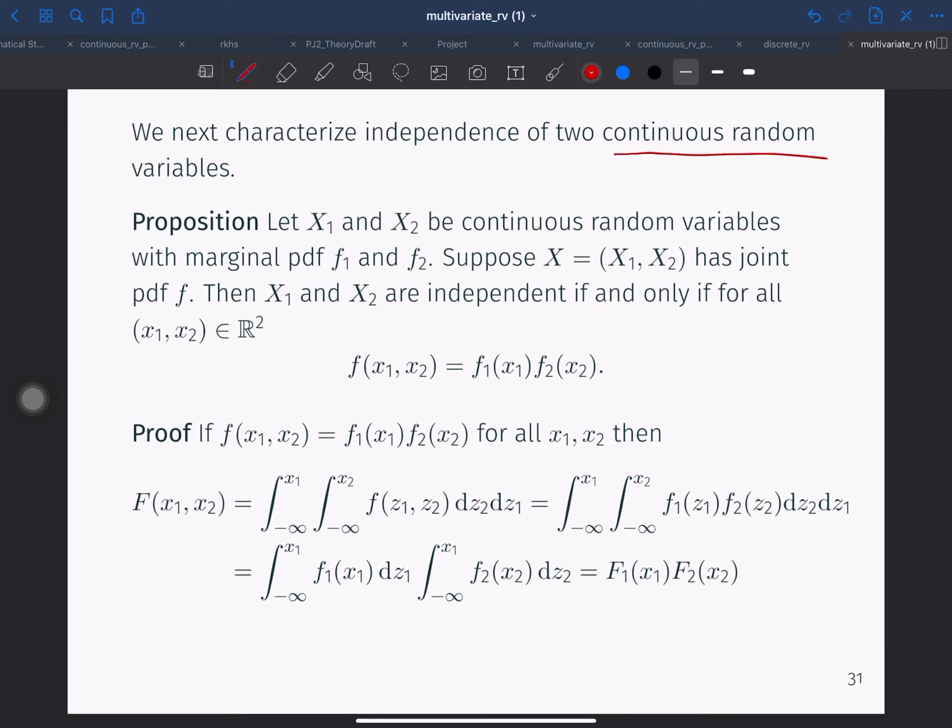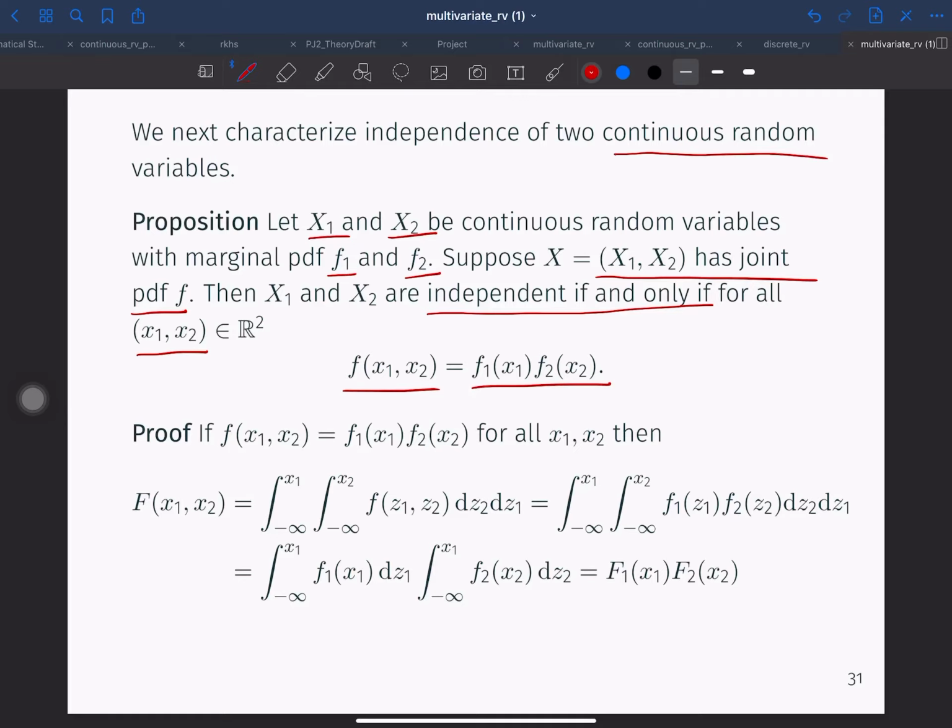So once again, the idea is similar. You would characterize the independence in terms of the joint PDF. So in this case, if you have x1, x2 that has joint PDF f, and x1 and x2 have marginal PDF f1 and f2, then they're independent if and only if for all x1 and x2, the joint PDF can be written as the product of the marginal PDF. And so the proof is similar to the discrete case, so we will not belabor the point.